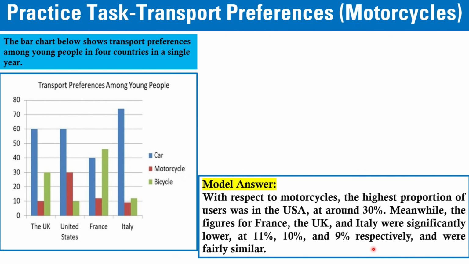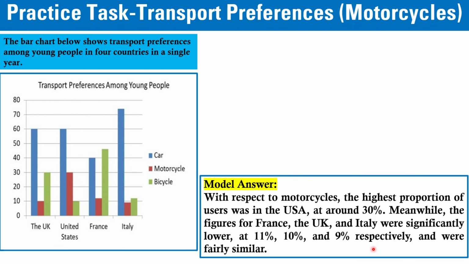Here is the model answer for motorcycle usage. I begin with the highest and then group the remaining values as they are roughly similar. Notice how I varied my language instead of repeating the same words. This gives the paragraph more lexical range, which is important for a higher band score.